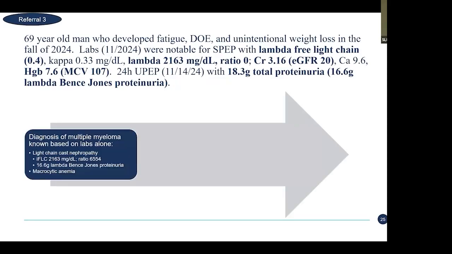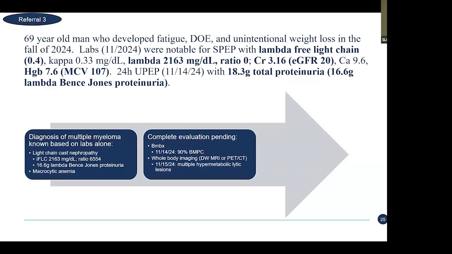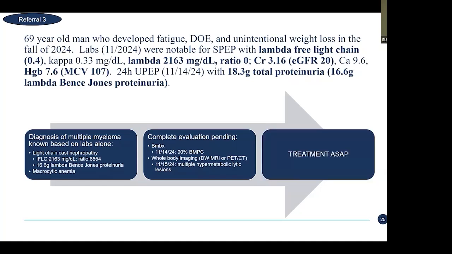And so here, we already know that this person has multiple myeloma based on the labs alone. When those light chains are that high, and the ratio of involved divided by uninvolved is greater than 6,000, the Bence-Jones is 16 grams, there's really no doubt in our mind. Macrocytic anemia helps support that. That said, we need to complete the evaluation anyway. Bone marrow biopsy did support this, greater than 90% plasma cells, and imaging showed that this person also did have lytic lesions. But when we see such high light chains, this is one of our hematologic emergencies, and we need to treat as soon as possible.